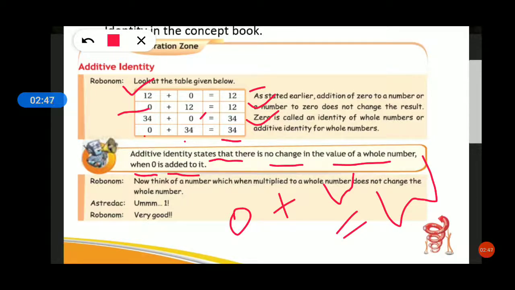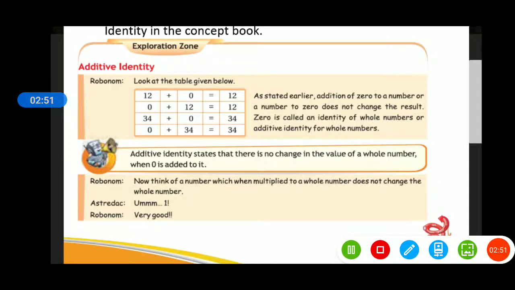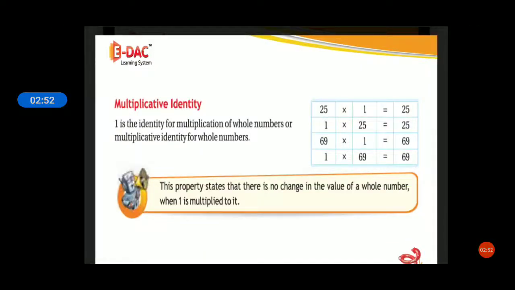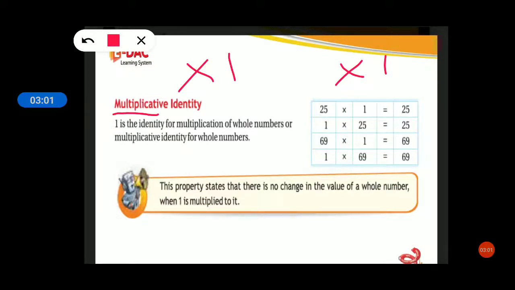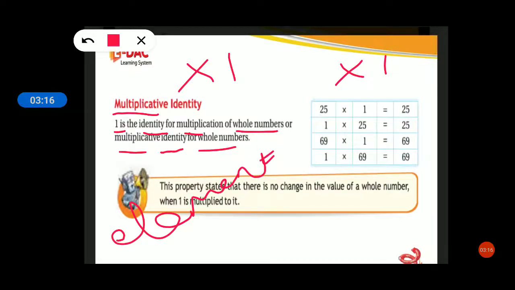Next we will see about the multiplicative identity. Multiplicative identity is nothing but multiplying by 1. Here we have multiplicative identity, so we need to multiply by 1. The identity element is 1. 1 is the identity for multiplication of whole numbers, the multiplicative identity for whole numbers. If they ask what the multiplicative element is, it is nothing but 1.